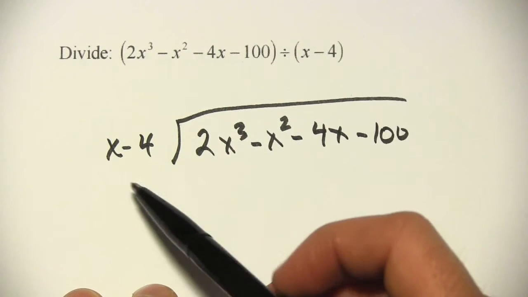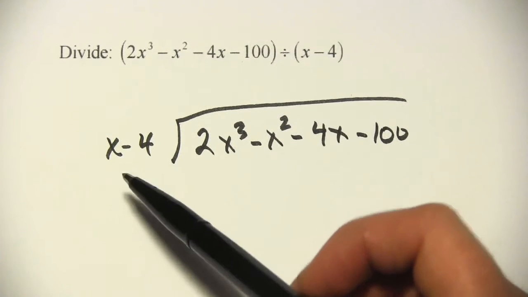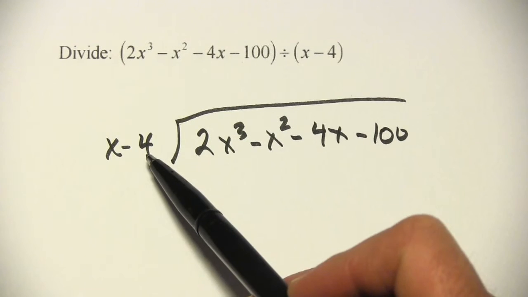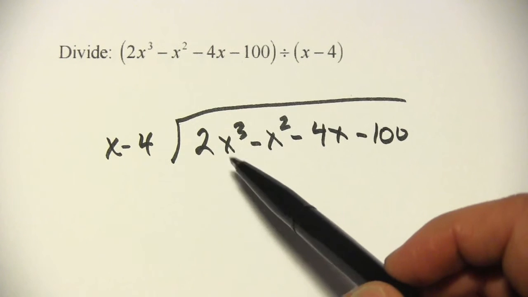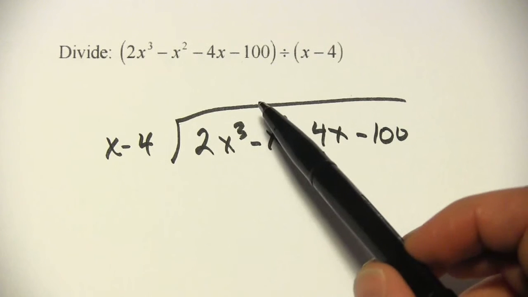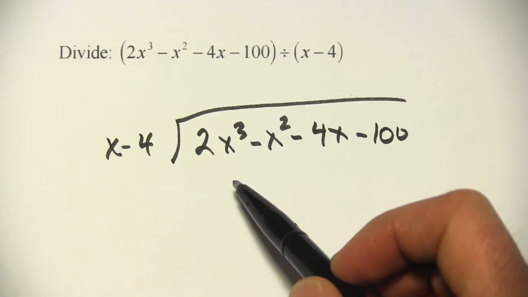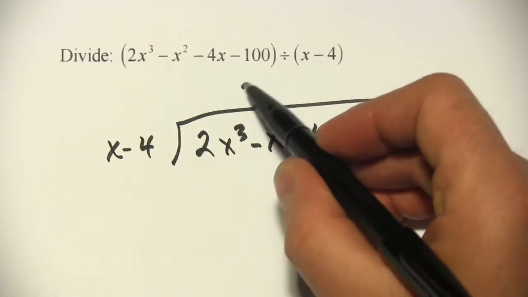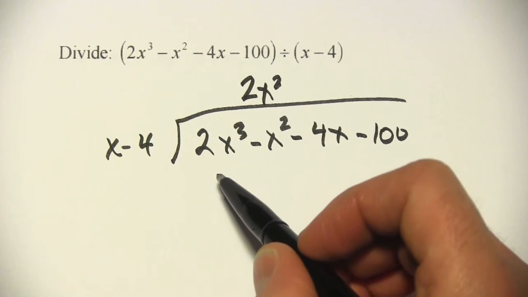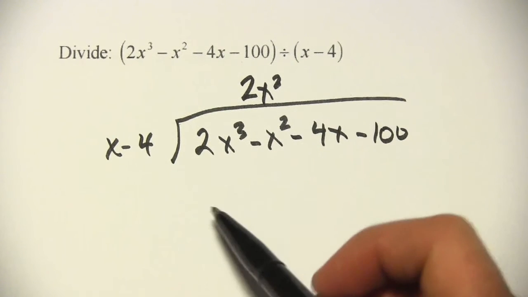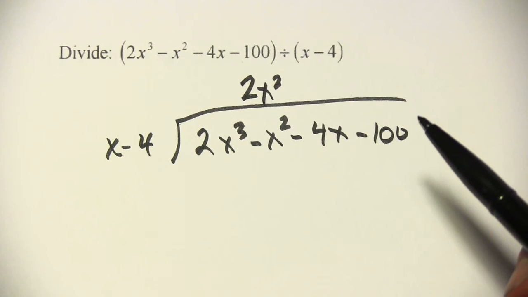So just like before when we asked how many 7s could we fit into 36, we're going to ask how many x's, we'll ignore this part for now, can we fit into 2 times x to the 3rd? And another way to think about that is, what can I multiply by x to get exactly 2x to the 3rd? The answer is 2x squared. If I multiply 2x squared times x, I'll get 2x to the 3rd. And that's what I want, because I want to write down 2x to the 3rd right here and then subtract it away so that it disappears.